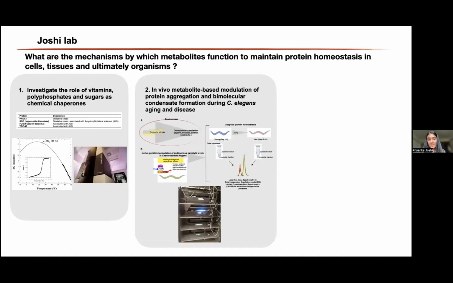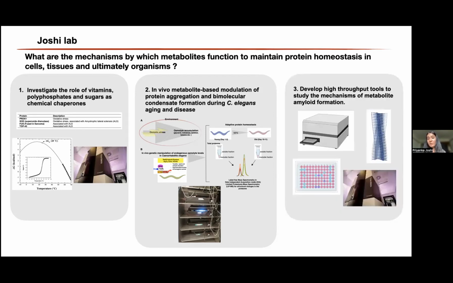The second approach would be the in vivo manipulation of metabolites to see if they can affect aggregation or biomolecular condensate formation. And for this, I would be using limited proteolysis-based mass spec, and also some of the machine learning-based lifespan machines that I have set up at UC Berkeley in the Titov lab at this point.